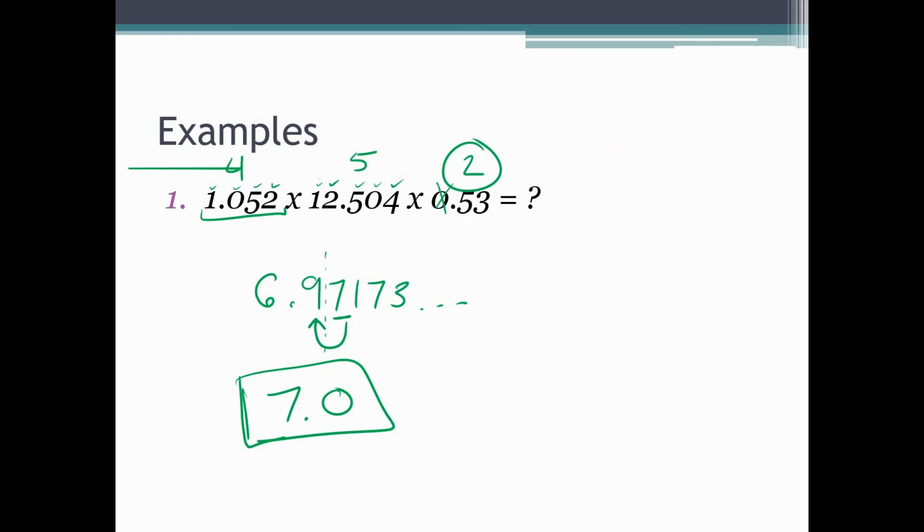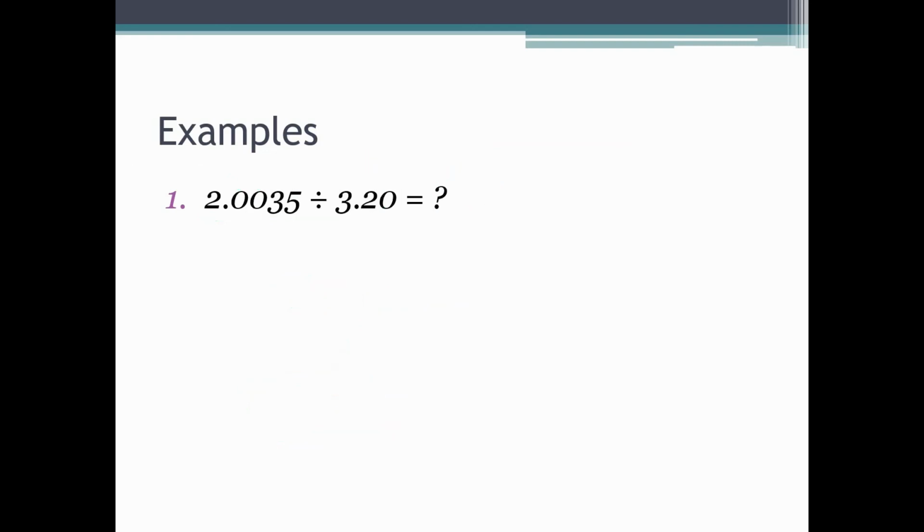Let's look at another example here. This is obviously example number 2. This time we are dividing. So we have 2.0035 divided by 3.20. When you plug that into your calculator, it's going to tell you 0.6260937 other stuff. And again, this whole number is not our correct answer.